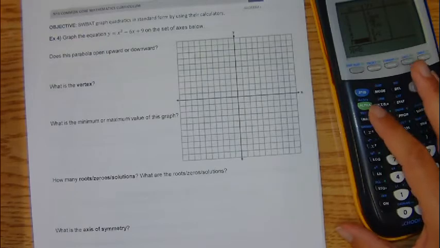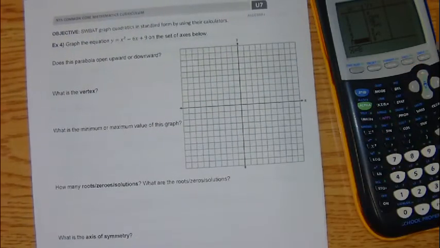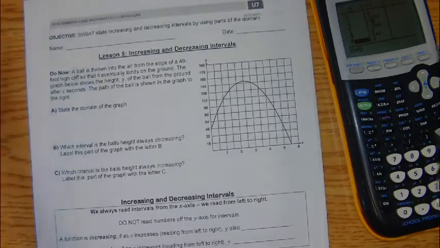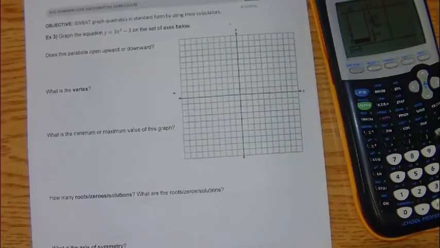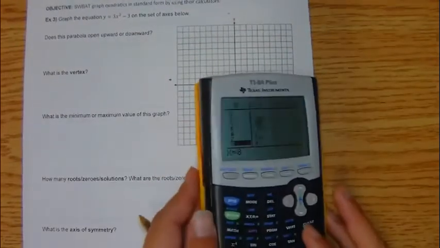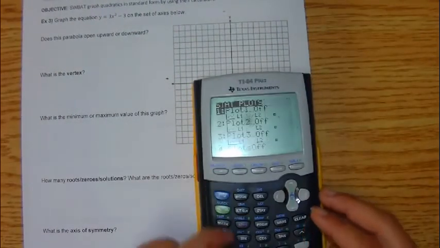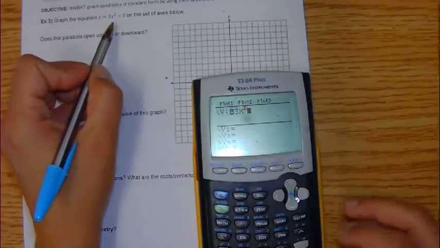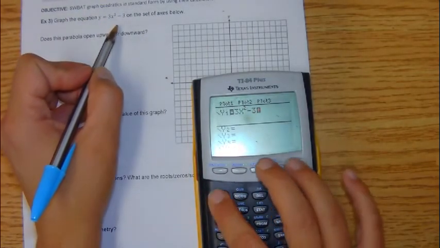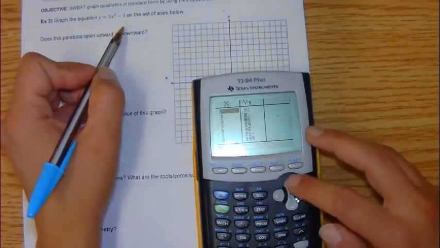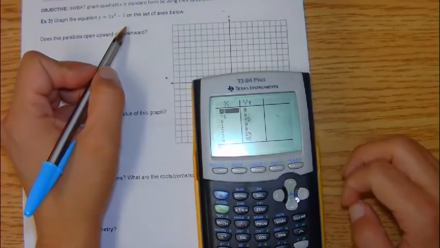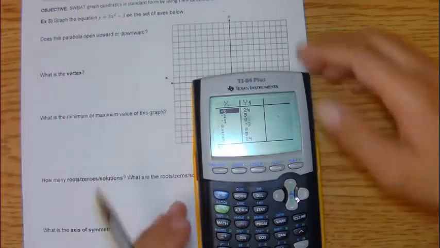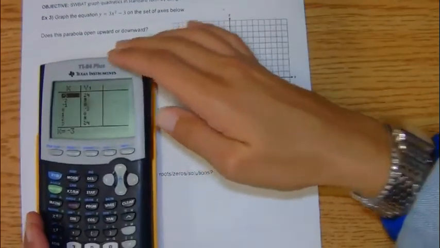All right, let's do one more, and then I'll talk you through your homework, okay? So we'll do this one right here. I'm going to go into my y equals, clear out whatever's in there. I have 3x squared minus 3. Go to my table. I just want to make sure it's symmetrical. There we go, nice and pretty. So I'm just going to copy that down.